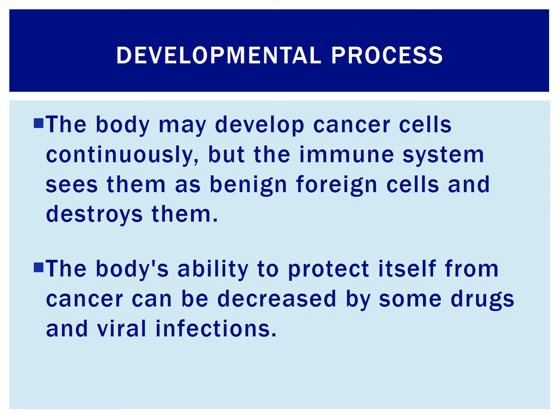The body may be developing cancer cells all the time, but the immune system is able to see these cells as foreign cells and is able to destroy them. When the immune system is not able to destroy the cancer cells, cancer is able to develop in the body. The body's ability to protect itself from cancer can be decreased by some drugs and viral infections.